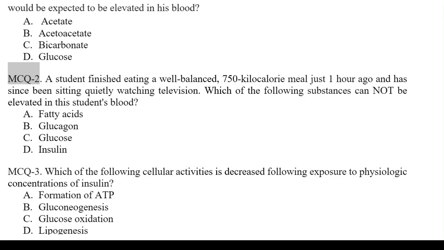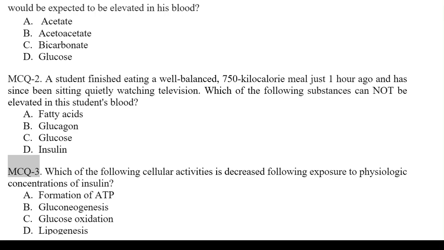MCQ 2. A student finished eating a well-balanced, 750 kilocalorie meal just 1 hour ago and has since been sitting quietly watching television. Which of the following substances cannot be elevated in this student's blood? Fatty acids, glucagon, glucose, insulin.